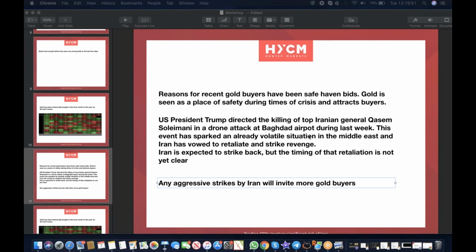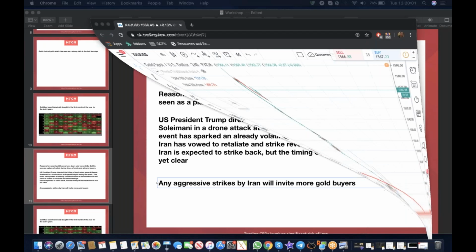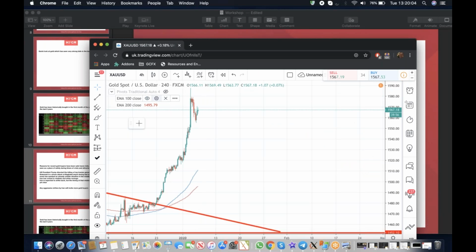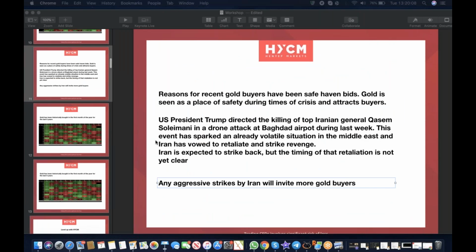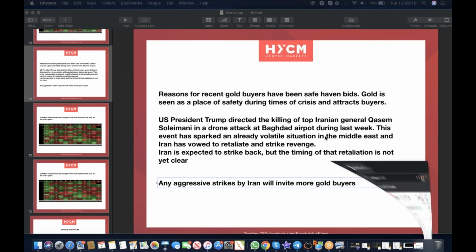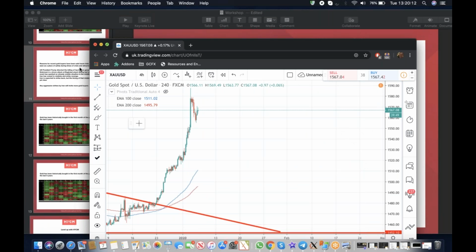Okay. So the thing for us to look at is, will Iran strike back? If we get that strike back, I'd be expecting gold buyers at market. So that's really one thing to look at. Now, the other thing for us to look at is oil.